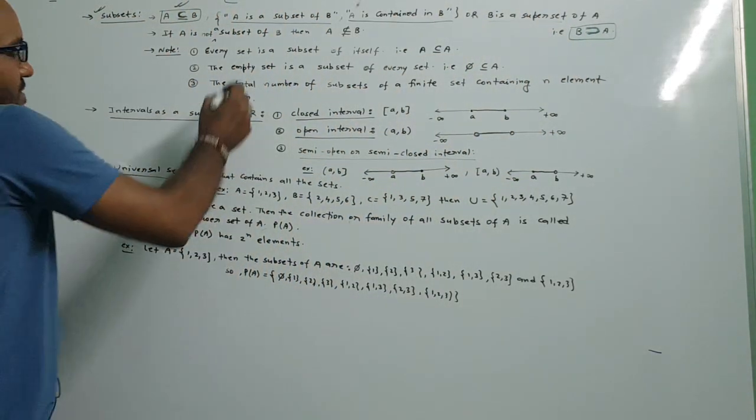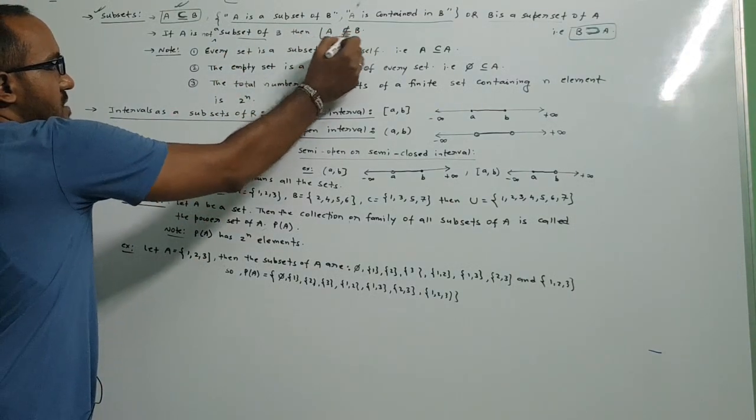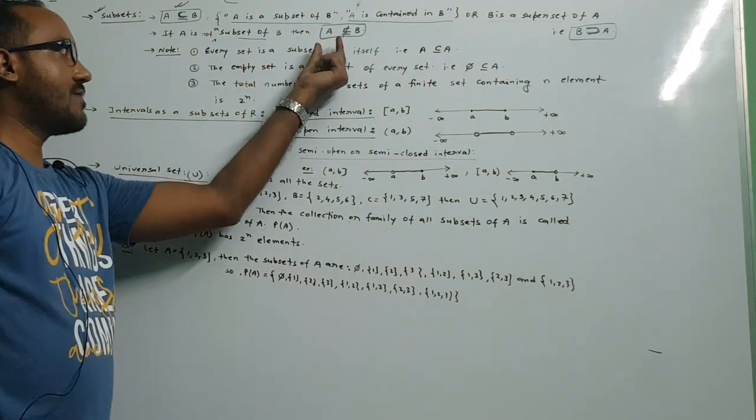If A is not a subset, then we have to cross this subset symbol. This means that A is not a subset of B, or we can say that elements of A are not in B.